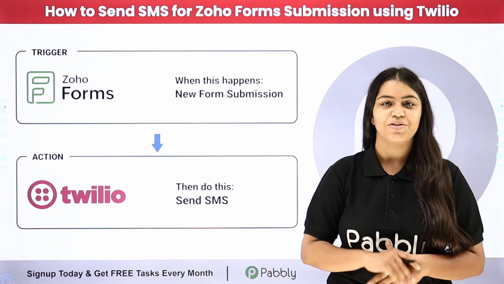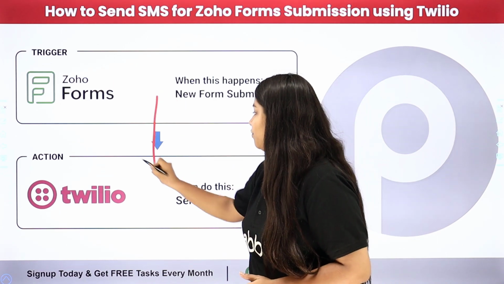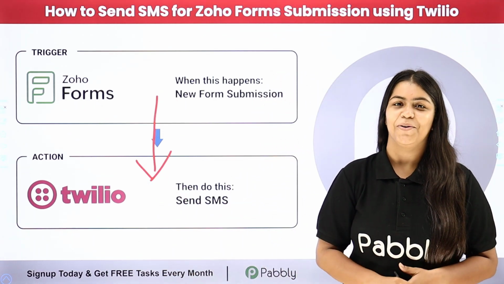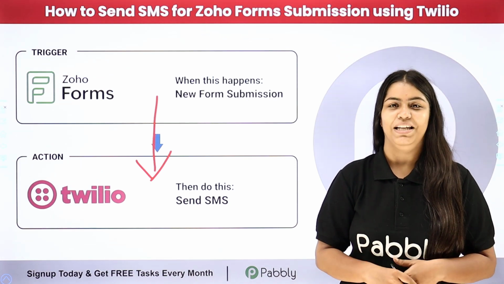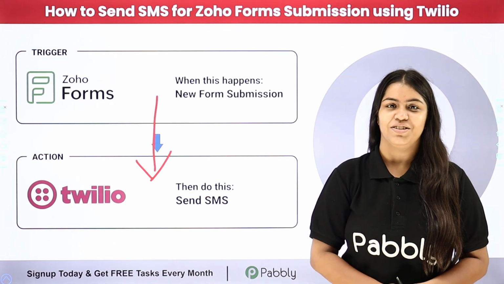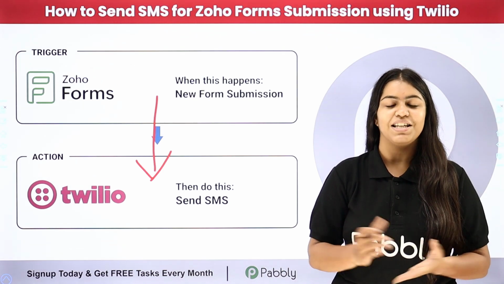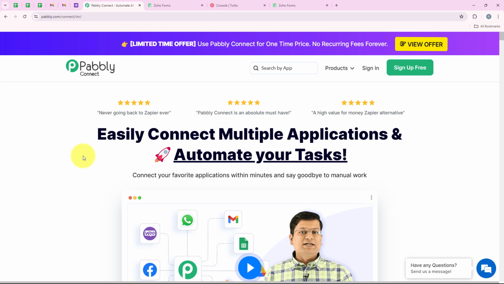So for this we are going to create a connection between Zoho Forms and Twilio. To create this connection without knowing any programming or coding language, we are going to use Pabbly Connect. It is an amazing automation software. So if you also wish to learn this process step by step, then let me take you to my computer screen. Welcome to my screen.